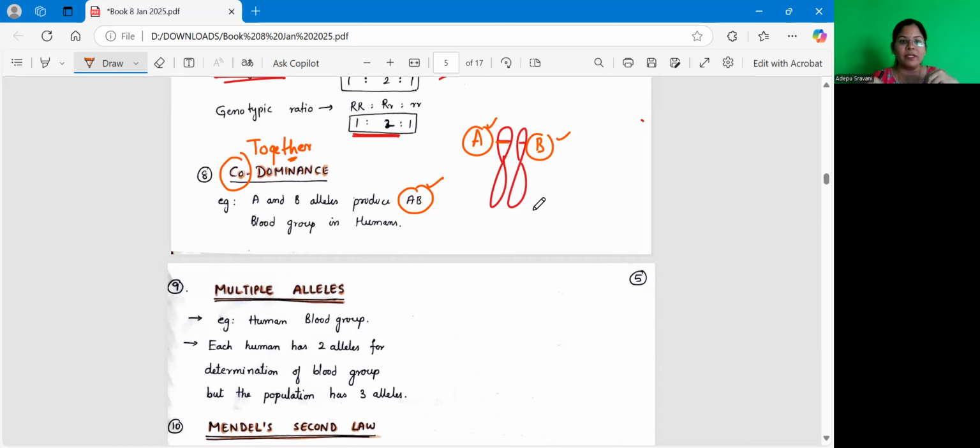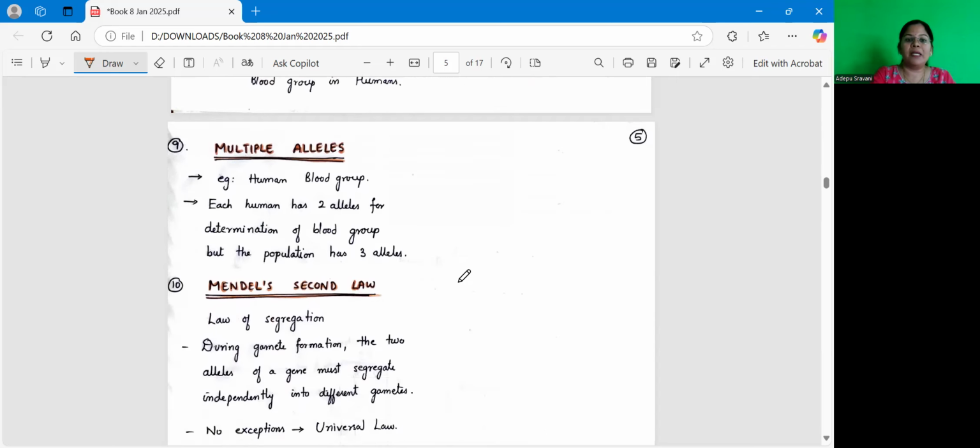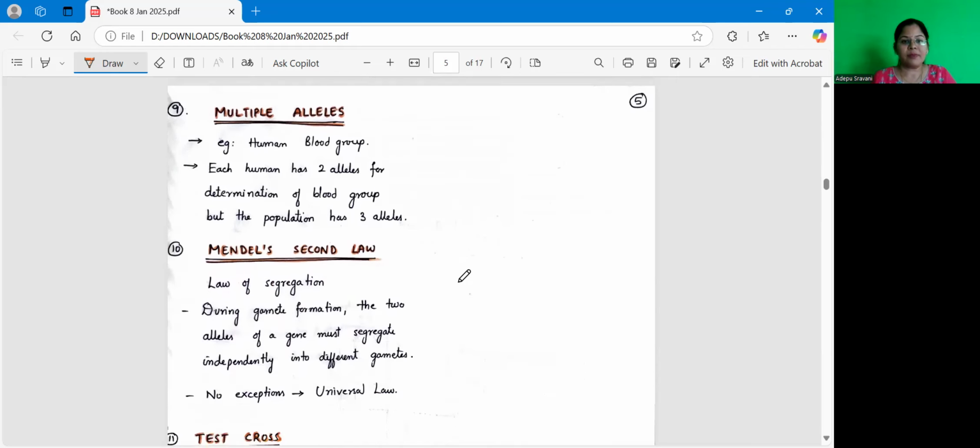Next, we have codominance. That means both the alleles together, they will be dominating each other. Clear? Next, we'll talk about something called multiple allelism. Now, what do you mean by multiple allelism? Here, if you consider one character, like blood groups in humans, the blood groups in humans are actually determined by 3 alleles. Now, what are those 3 alleles?